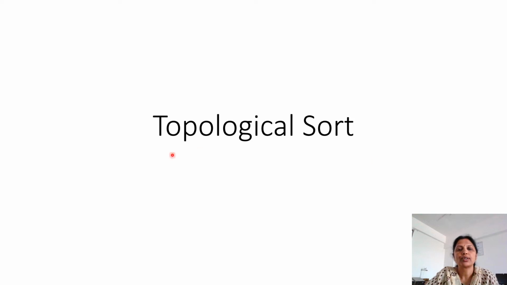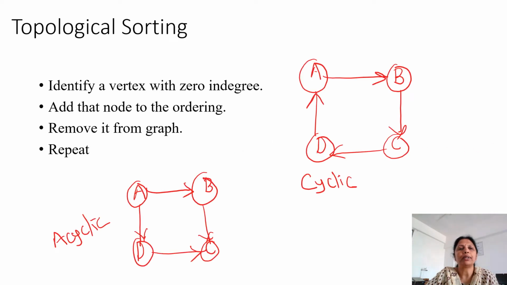Hello students, today we will see what is meant by topological sort. Topological sort is nothing but the linear ordering of vertices, and it is applicable only for the acyclic graph.